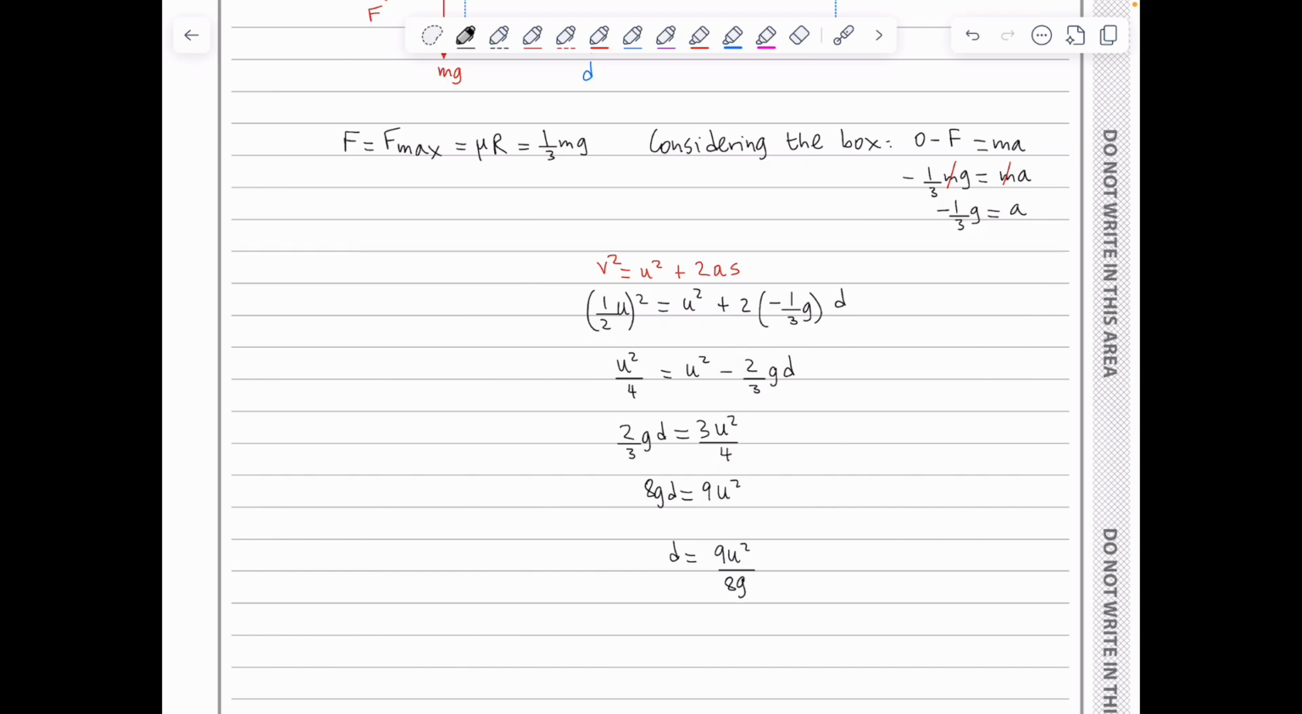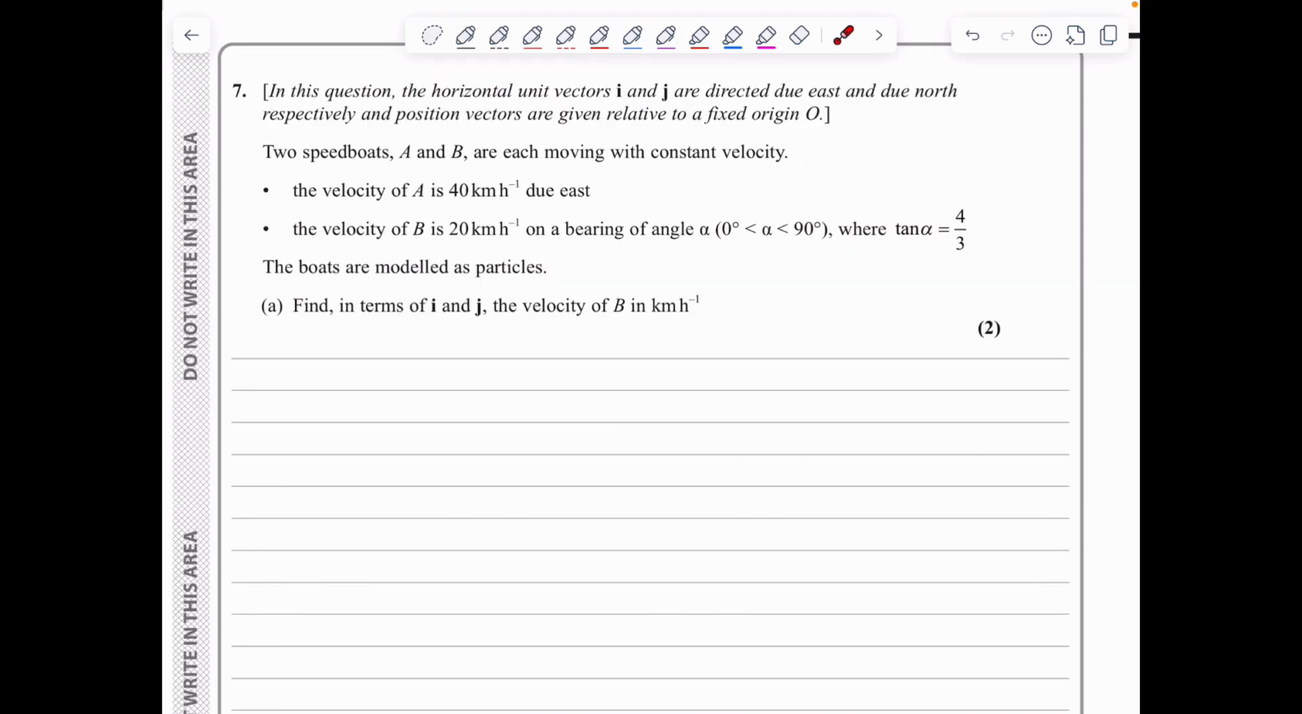In question 7, we're looking at two speedboats A and B, each moving with constant velocity. Now the velocity of A is 40 kilometers per hour due east, while the velocity of B is 20 kilometers per hour on a bearing of an angle alpha, where alpha is an acute angle, between 0 and 90 degrees, satisfying that tan alpha is 4/3. Now we are modeling both boats as particles, and we need to find, in terms of i and j, the velocity of B in kilometers per hour.